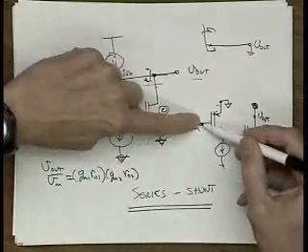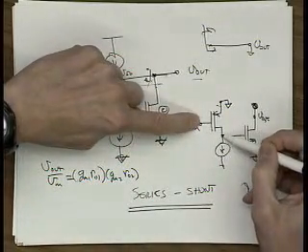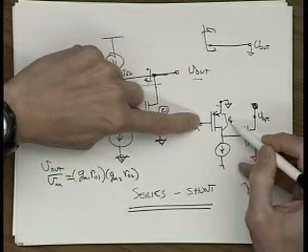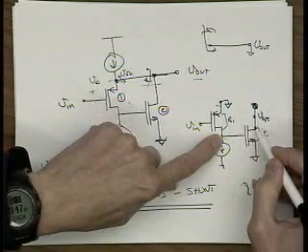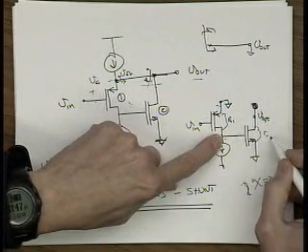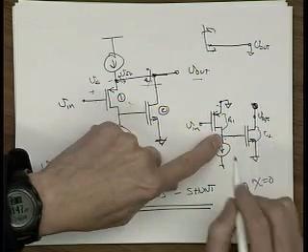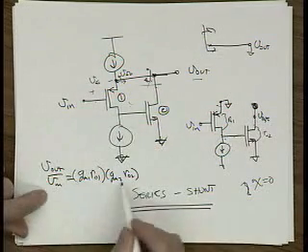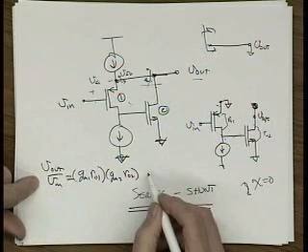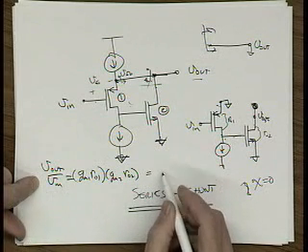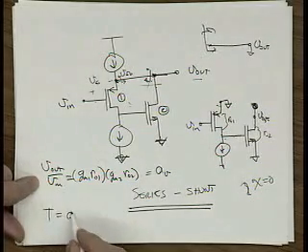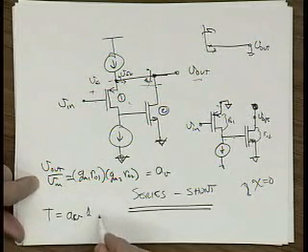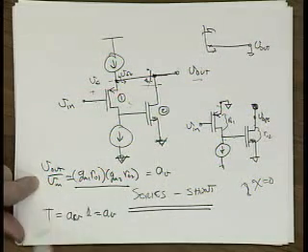So in other words, the gain from here to here is GM1 RO1 because we have an output resistance here of RO1. And the gain from here to here, because we have this as open circuit up here, it's going to be GM2 times, excuse me, RO2. So here's the gain. So this is our AV of this circuit. Okay. T is equal to AV times 1 equals AV. So this is T.